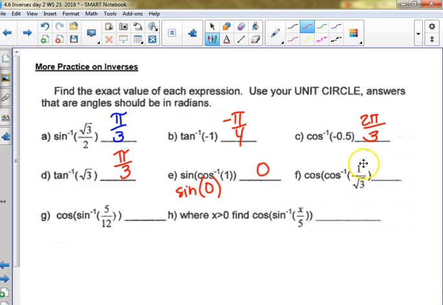What about this one? What is that? No, we could draw it. Maybe, is it not possible? Let's think about this. Okay, cosine should be what? Adjacent over hypotenuse. Is square root of 3 bigger than 1?